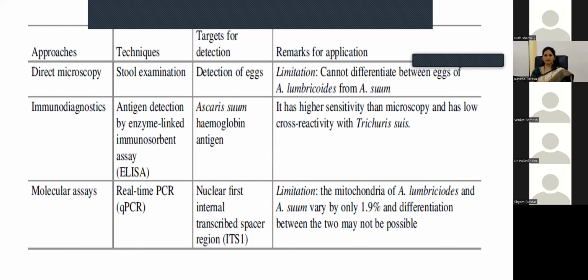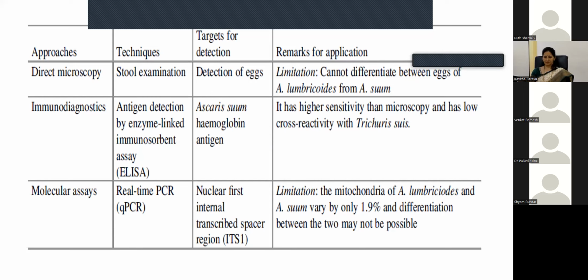But if you go for the molecular techniques, mainly mitochondrial genome based tests, they are used. They may differentiate between Ascaris lumbricoides and Ascaris suum, but the differentiation is very minimal. It is only 1.9%. So these are techniques which are still developing.